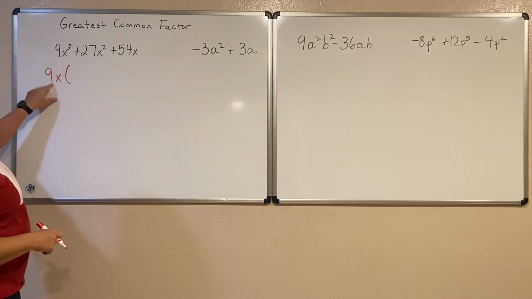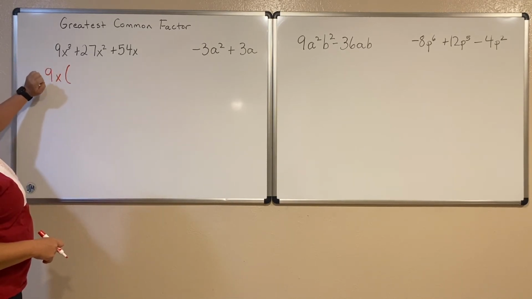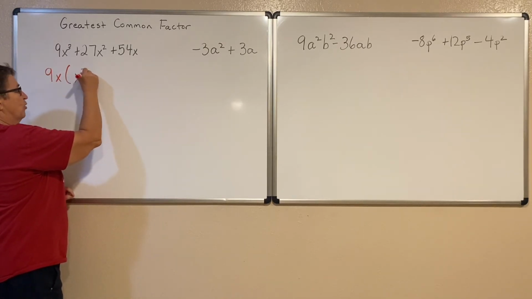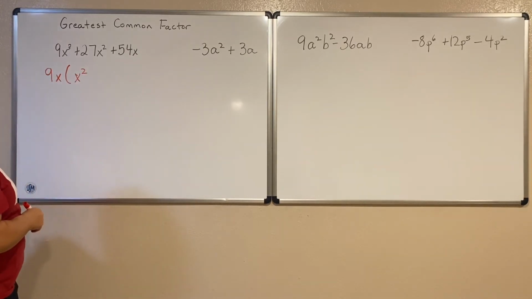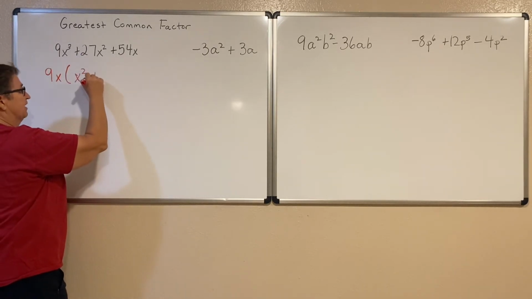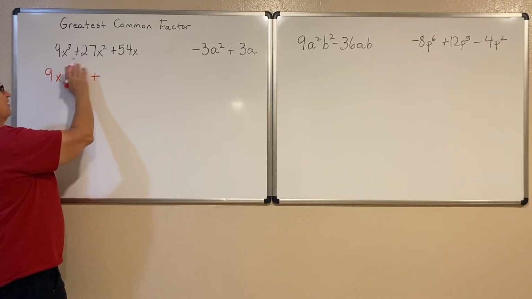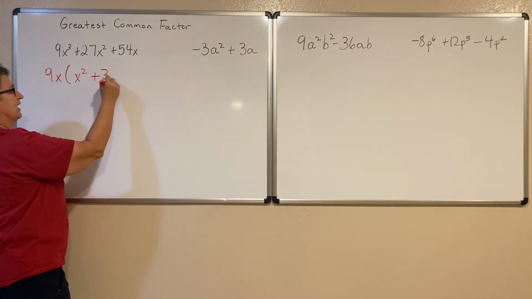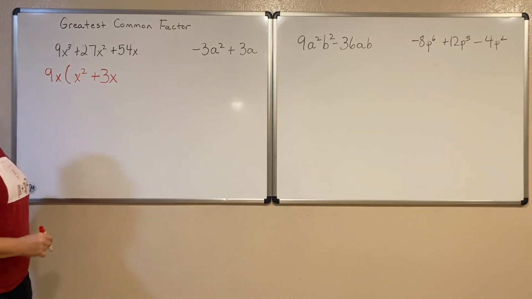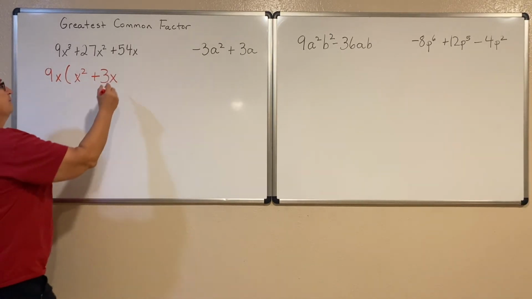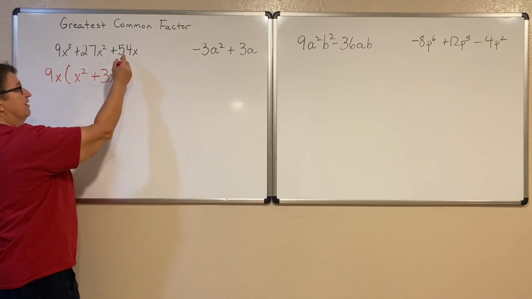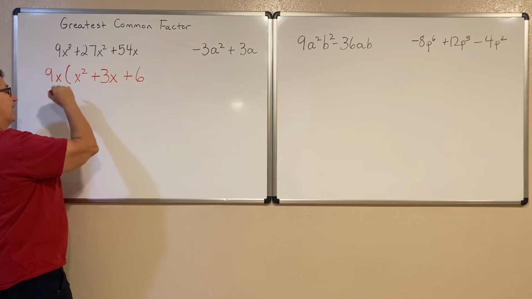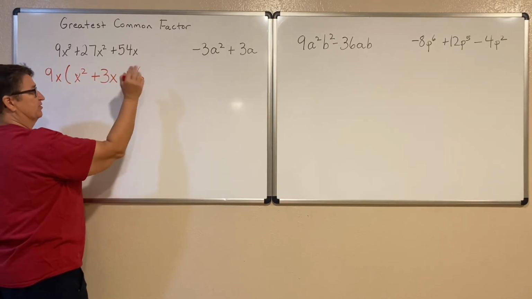Then it leaves me, well, 9 divided by 9 is 1. x cubed divided by x leaves me with x squared. Then I'm going to leave my plus sign. 27 divided by 9 is 3, and x squared divided by x is just x. Then my plus sign comes down. 54 divided by 9 is 6. x divided by x is 1, and 1 times 6 is just 6.